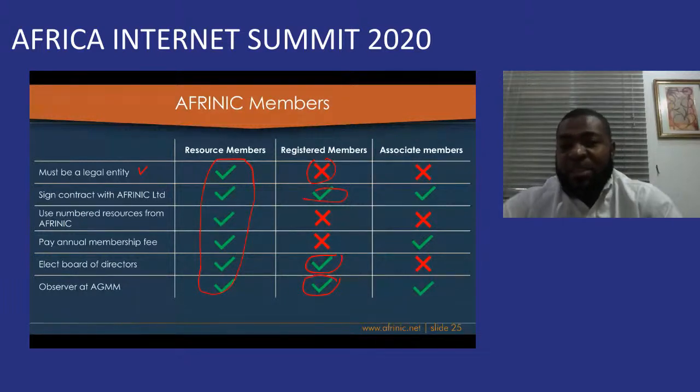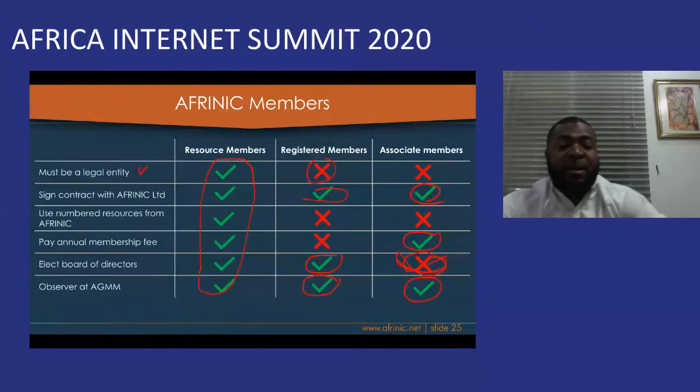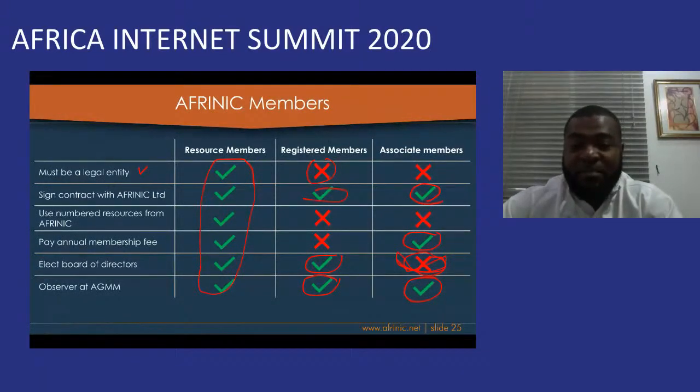The last type of membership is the associate member. They are not obliged to be an organization, although they can be, and individuals can also be associate members. They also sign a contract with AFRINIC and pay an annual fee, but they can't vote to elect the board of directors. They can only be observers during the annual general members meeting. So these are the 3 types of members that we have at AFRINIC.